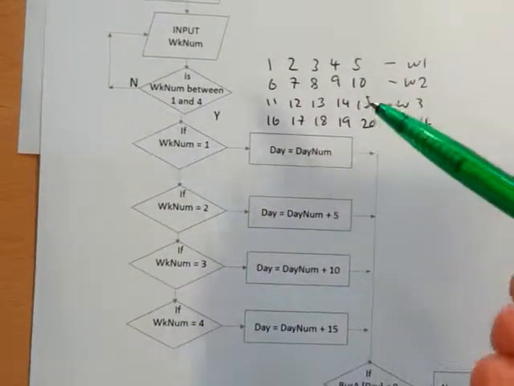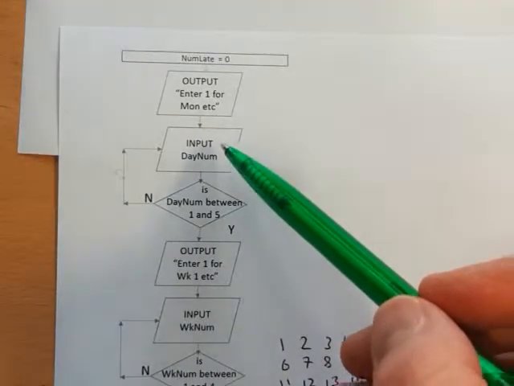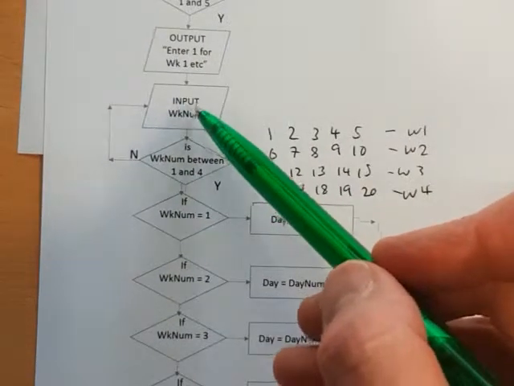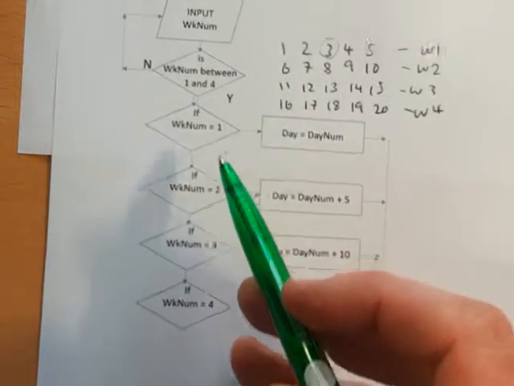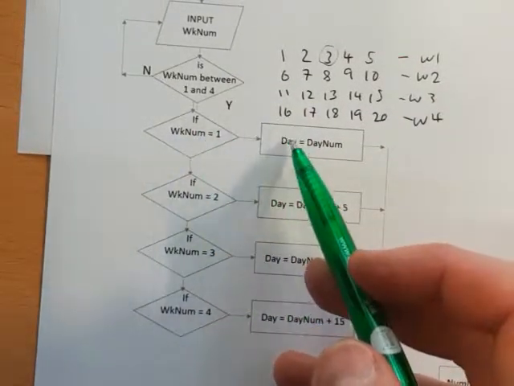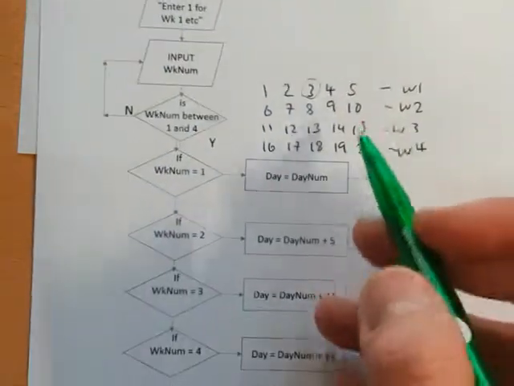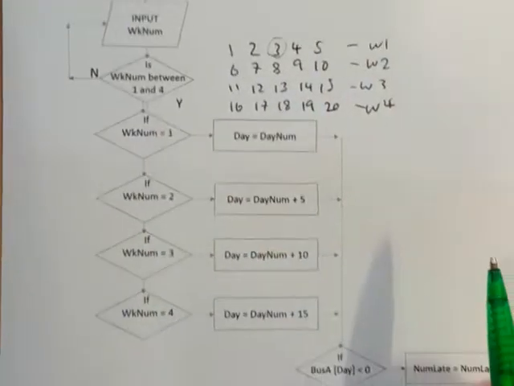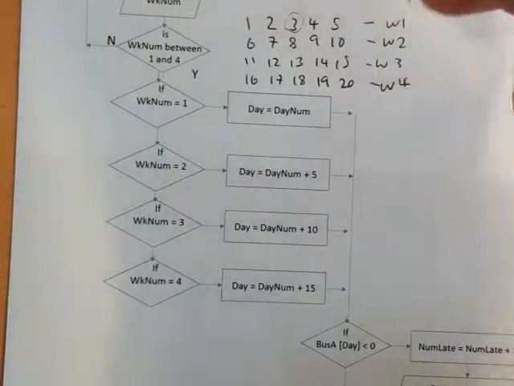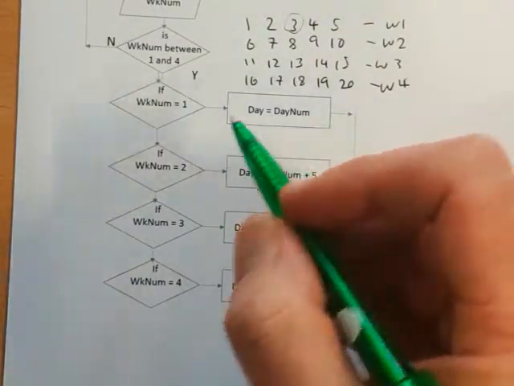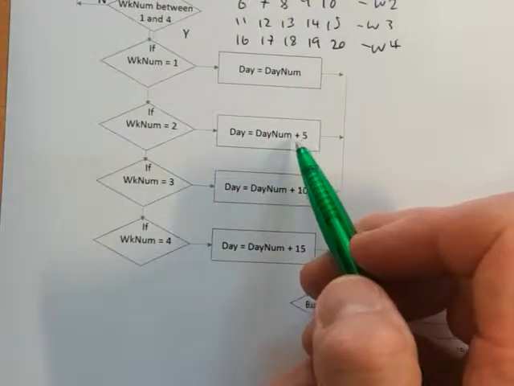So let's say they entered 3 for day num, and for week num they enter 1. So we actually want this value here, we just want 3. So what we're saying is, if week num equals 1, then day equals day num. So they typed in 3 for day num, so that will just give us week 1. But let's have a look what happens if they typed in a 4 for day num, which is Thursday, and they put in a 2 for week num. So what we're saying now, day equals day num plus 5. So let's have a look at that.